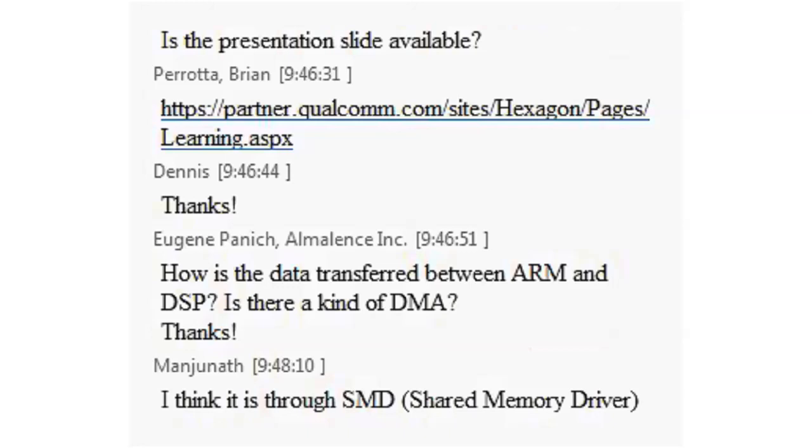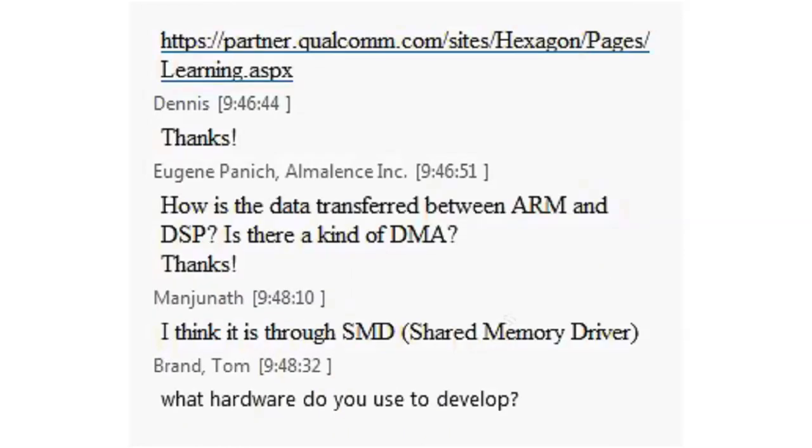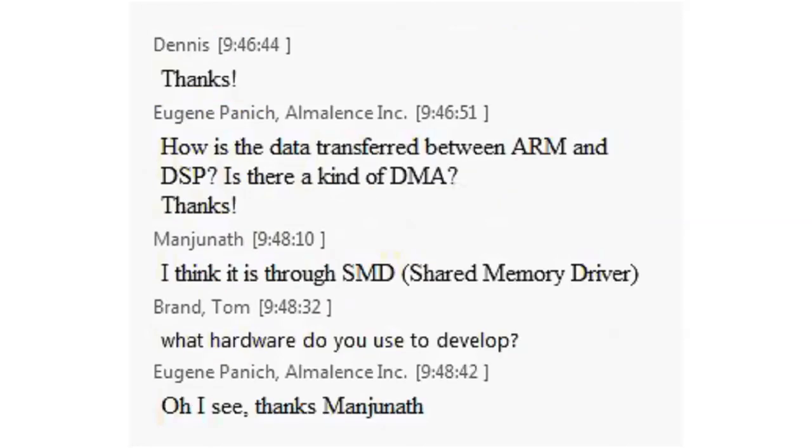Okay, there's another question. I think it is about the shared memory driver. So, okay, somebody's clarified the answer. Okay, there's another question. Just hold on.